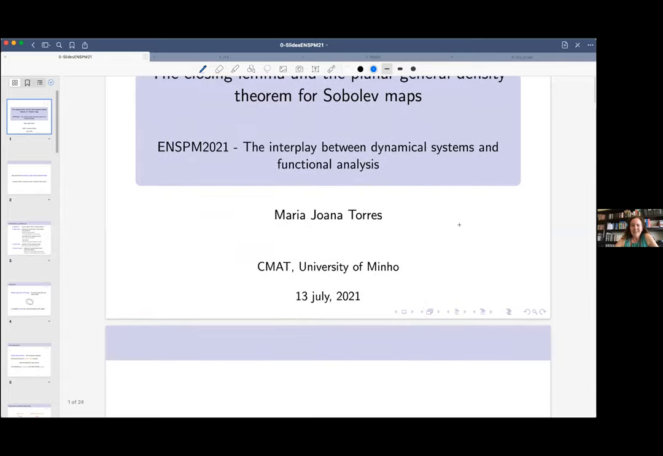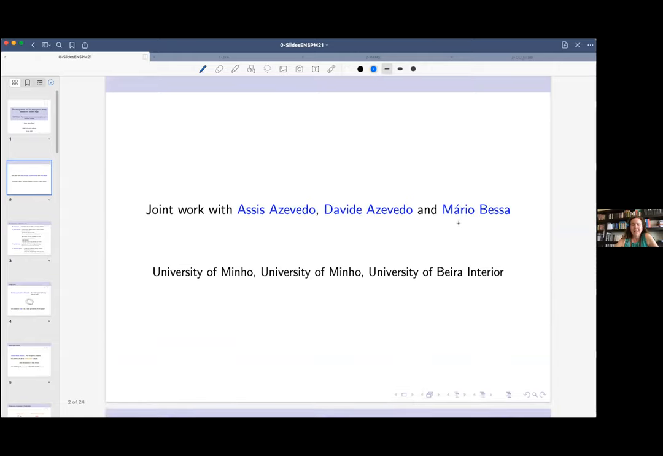Well, the work that I will present in this talk is a joint work with Assis Azevedo, David Azevedo, and Mario Bessa. And it is really an interplay between dynamical systems and analysis, because David, Mario, and myself work in dynamical systems, and Assis Azevedo works in analysis, and especially in Sobolev spaces. So as we used to say, he's our analyst. And I also would like to say that it has been a great pleasure to be part of this team.